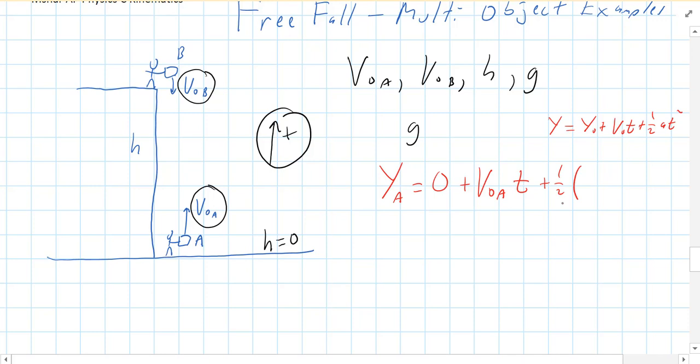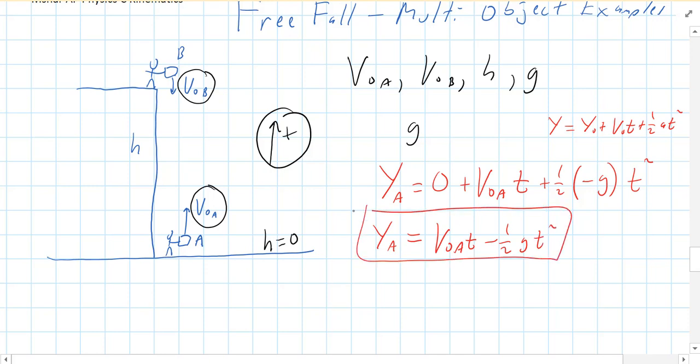Now, the book, once I've released it, gravity is pointing down. So in my coordinate system, where I've made up positive, I've got to put a negative g in front of this for this to work. And then I've got t squared. Then I'll tie this up ever so slightly. We get y_A equals v naught A t minus 1/2 g t squared. So that is the position of book A as a function of time.